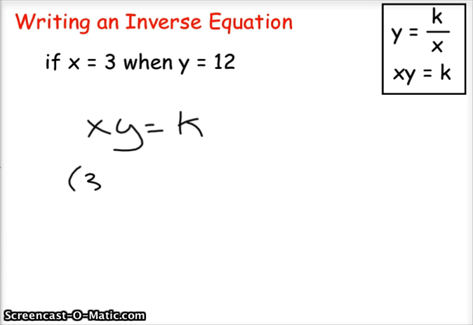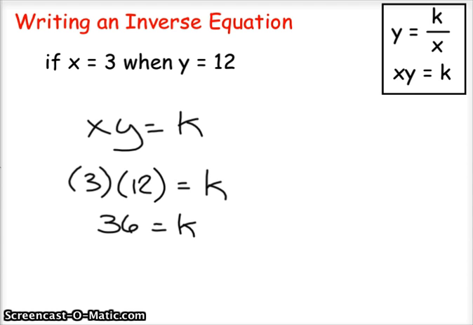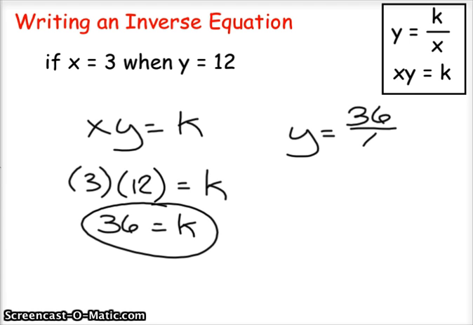So I'll have 3 times 12 equals k. 3 times 12 is 36, being my k term. Once I have my k, I'll go ahead and plug that into my equation. So my equation for this situation will be either y is equal to my constant term, 36 over x, or x times y equals 36.